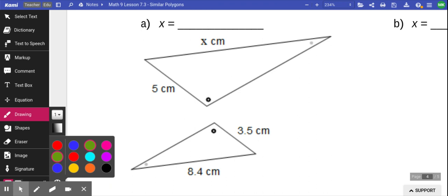If you got it right, awesome. Then you can even give B a try, C and D a try. But those ones are definitely harder to see where the triangles are similar. But you can try it.